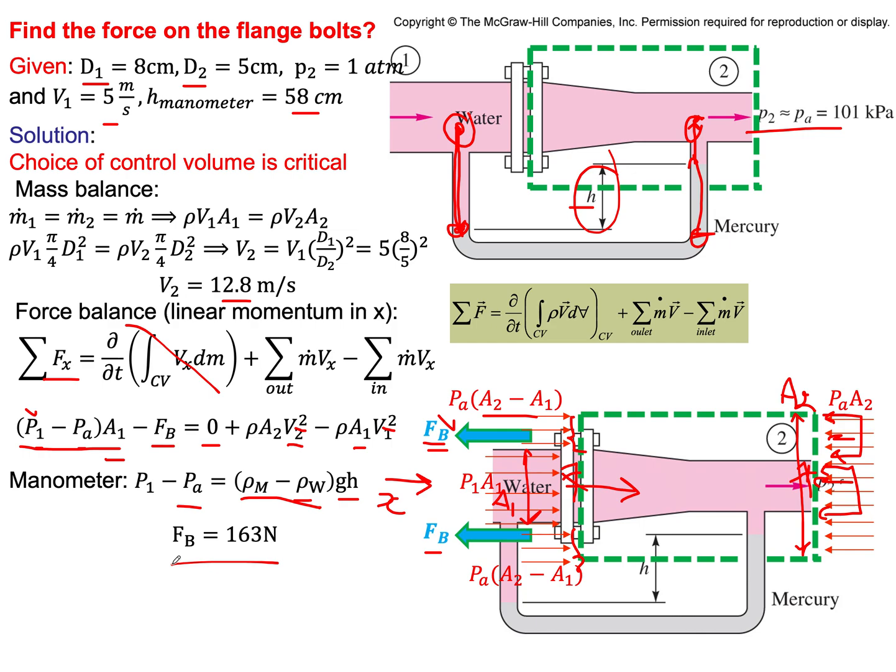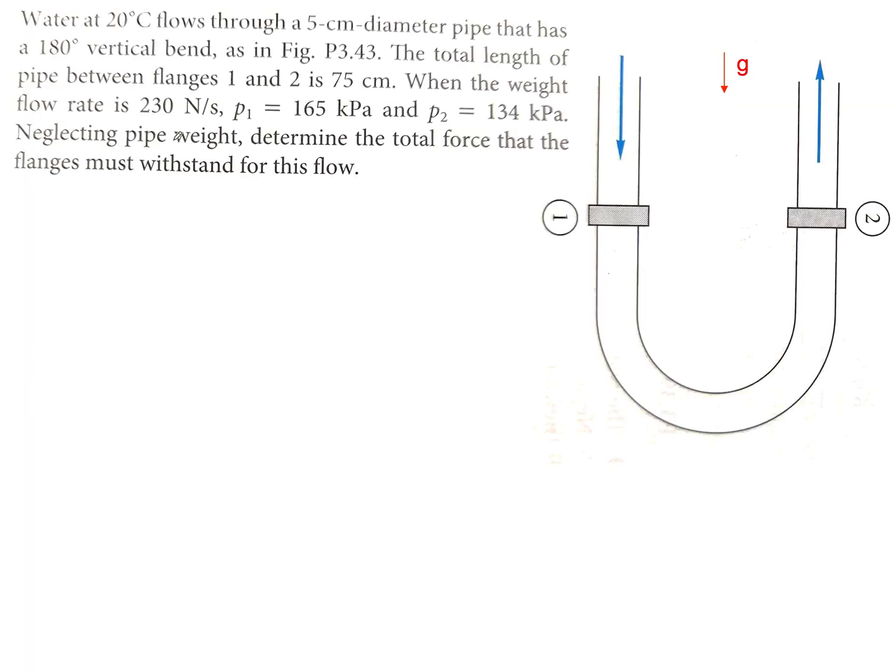So let's do one more problem here, and this is a similar case. You have a vertical bend, so this U-shaped pipe is 5 centimeters in diameter, and it's a 180 degree vertical bend. They tell you that the length of the pipe is 75 centimeters, so that's typically along the center line. That length over here, between point 1 and point 2, is 75 centimeters.